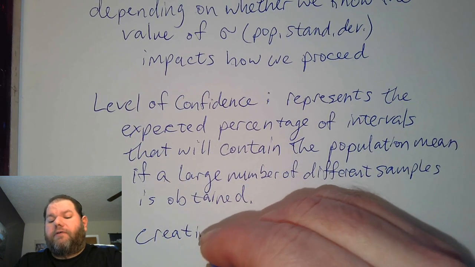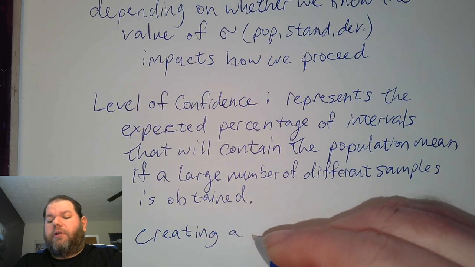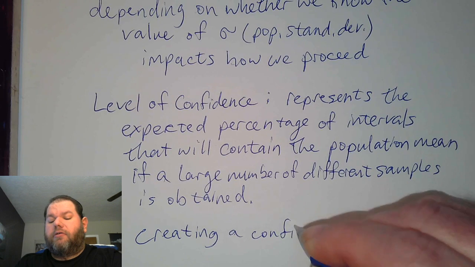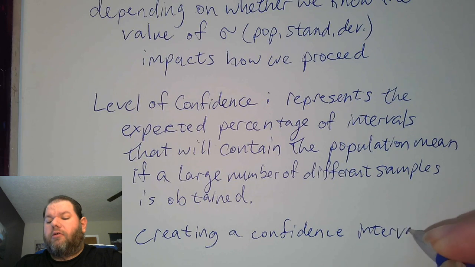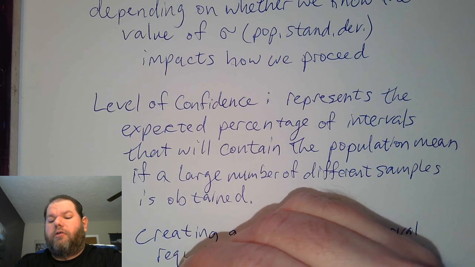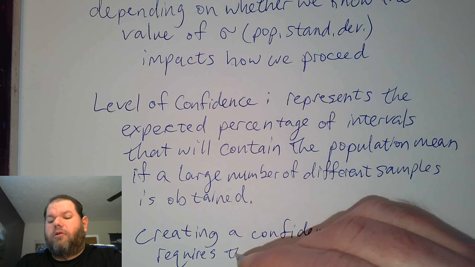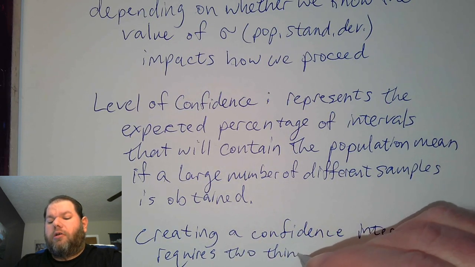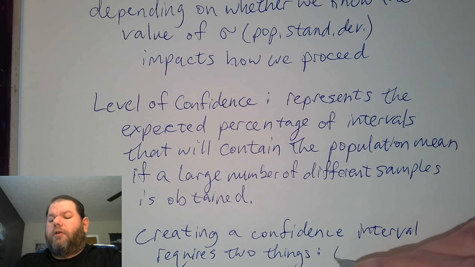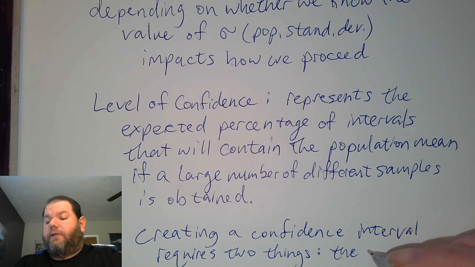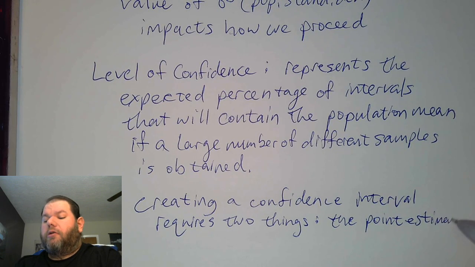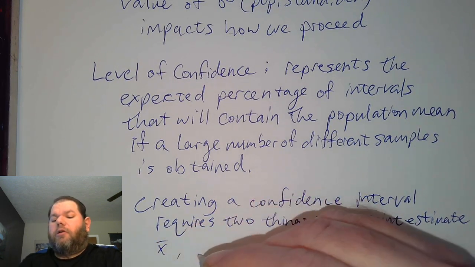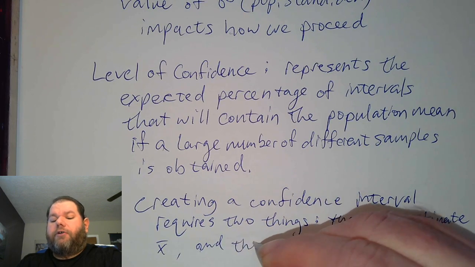Creating a confidence interval requires two things. The point estimate, x bar in this case, and the margin of error, which we'll call capital E.